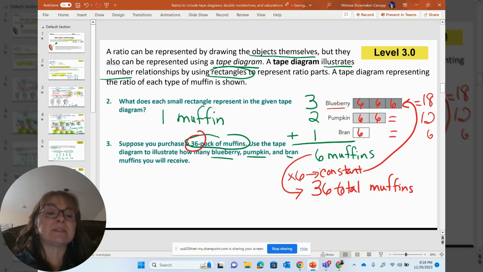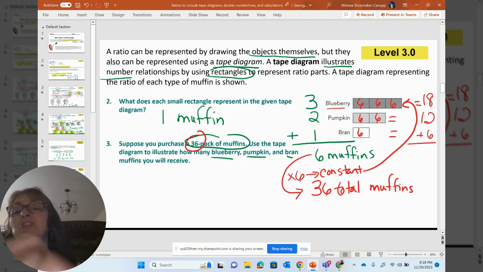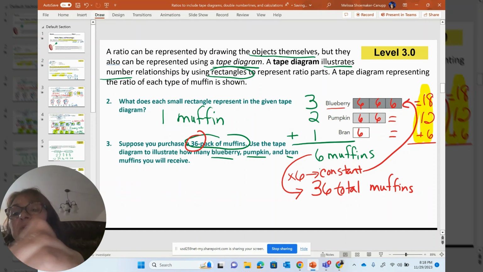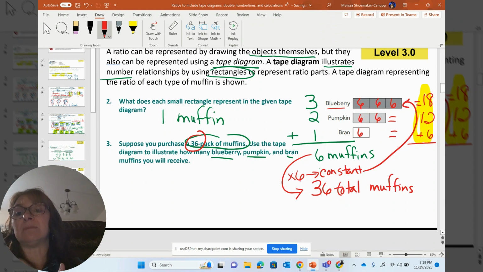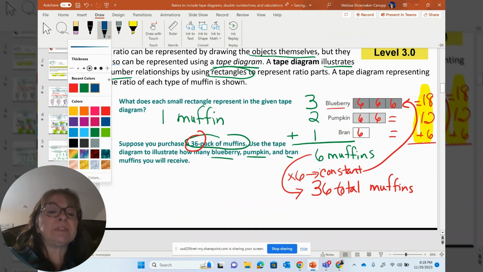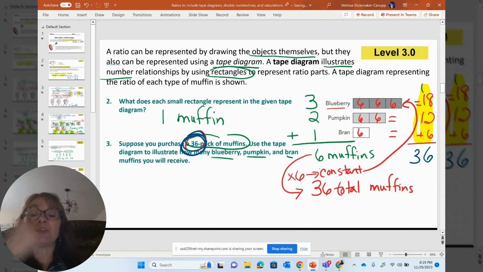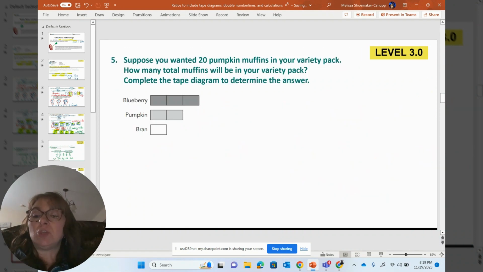Bran just has 6. I can check myself by going over here and totaling these muffins that I have over here that I believe to be my answer. So 18 plus 12 is 30, plus 6 is 36. That's what they're asking me for. So I know that I got it right. I'm going to try one more. You can go back and rewatch it if you need to see how I set it up again. And then you're going to complete practice on your own for both drawing pictures and then tape diagrams. Let's give it a whirl.